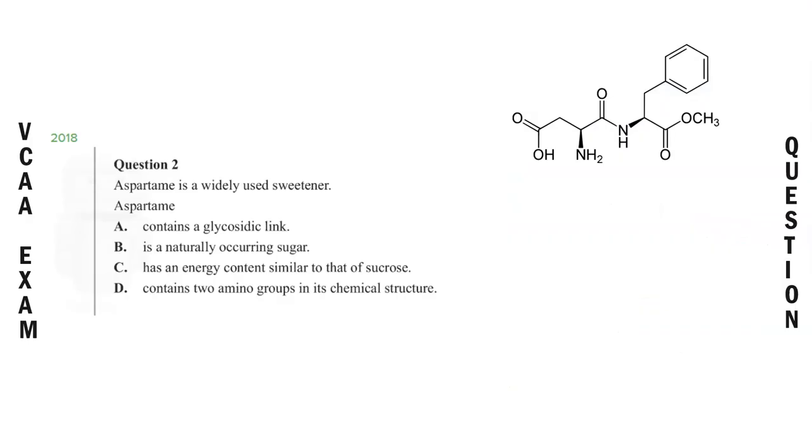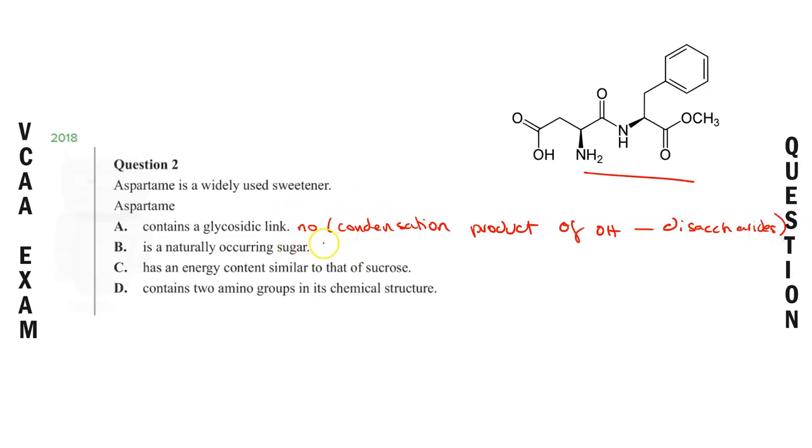Okay, quick question, VCAA exam. So I've put the structure up here from the data book. This is aspartame. So it says aspartame is a widely used sweetener. And then we have these 4 options here. Contains a glycosidic link? No, this is the condensation product of 2 hydroxyls, which we see in disaccharides or polysaccharides. That is not the case here. Is a naturally occurring sugar? Nope. Does not have the sugar or saccharide structure. It is not a naturally occurring sugar.